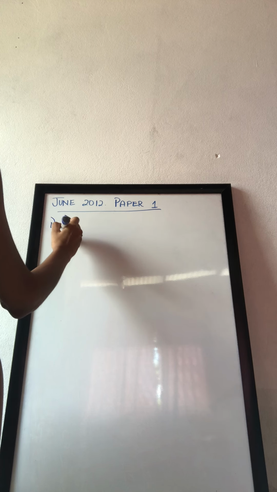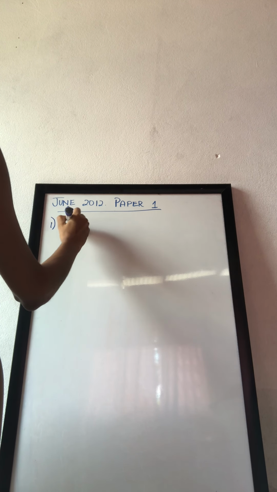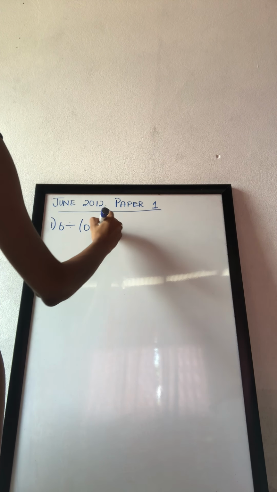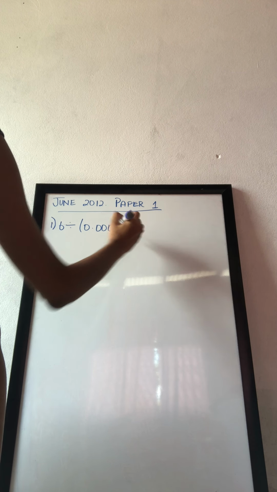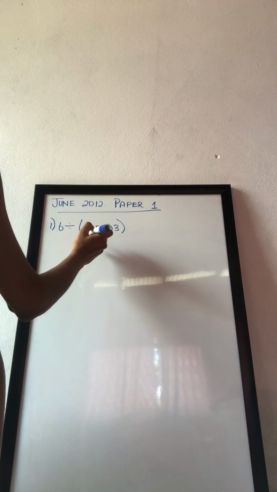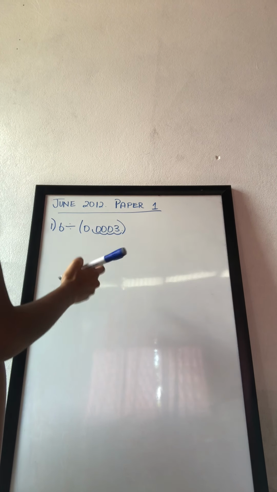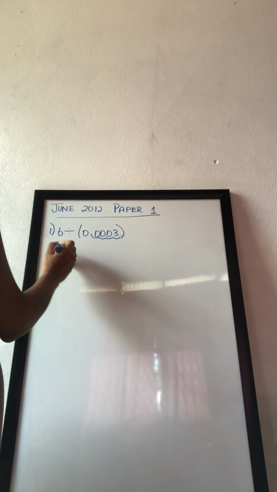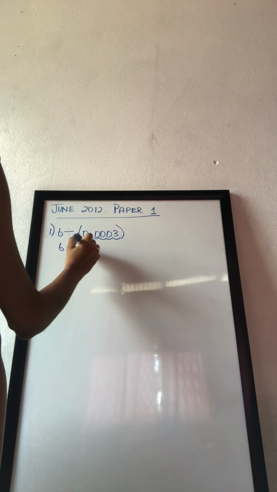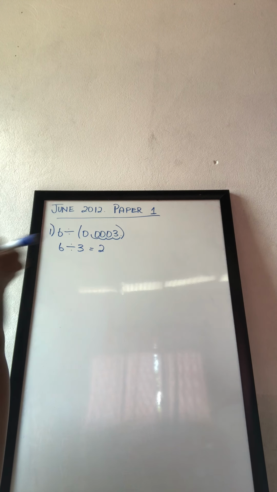Okay, so June 2012 solutions for paper 1. Number 1 asked 6 divided by 0.0003. Now we're going to make this a whole number by moving the point. So it'll be 1, 2, 3, 4. We move the point 4 places to the right. So we now have 6 divided by 3, which is equal to 2.